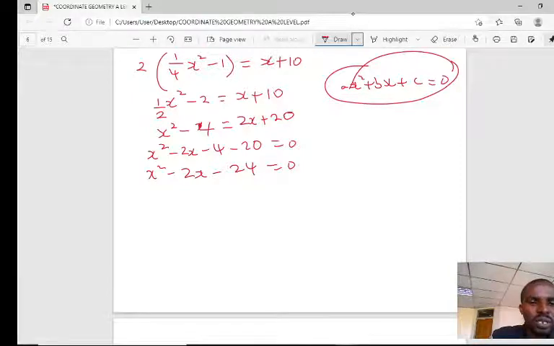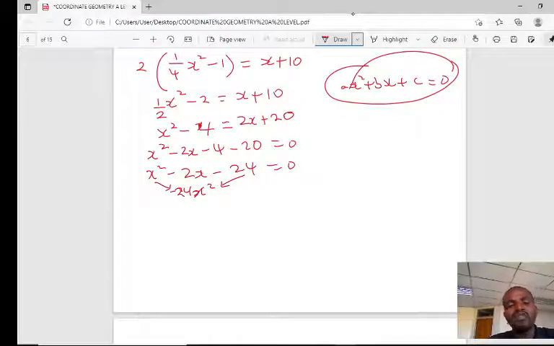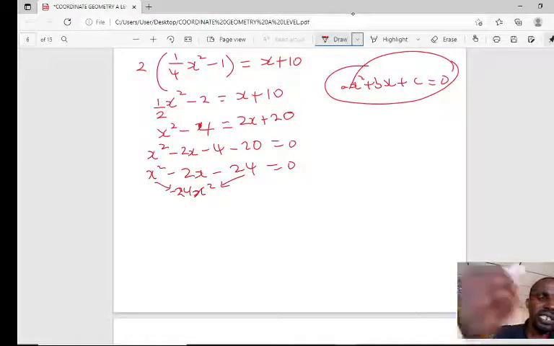Two numbers that will give us minus 24x squared when you multiply, and when you add or subtract, they must give you minus 2x. What are these numbers? You use the trial and error method. In this case, it looks like it's minus 6 and plus 4.